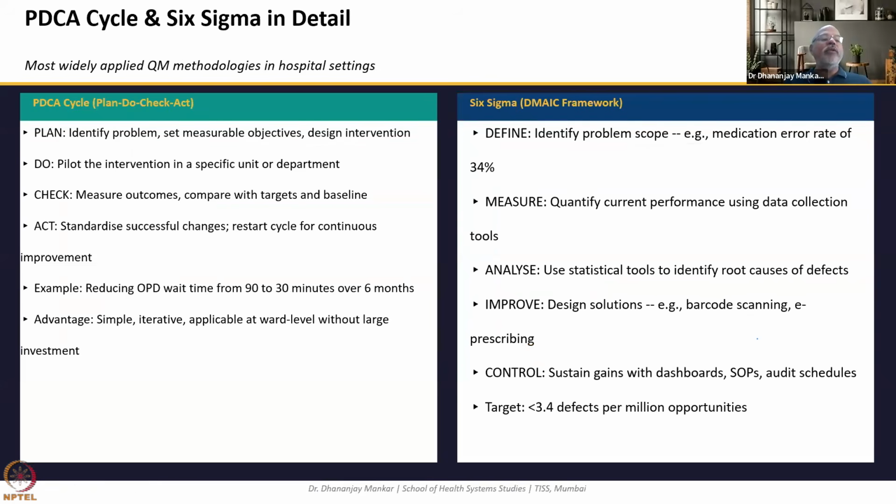Now comes focusing on PDCA and Six Sigma in detail. It is the most widely used quality management methodology in hospital settings, and particularly for this hospital, we require this. In the Plan-Do-Check-Act cycle, it is very important that you identify the problem. What is the problem when you are starting to take one PDCA cycle to do? Set the measurable objectives.